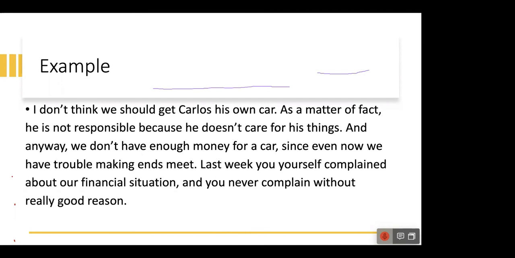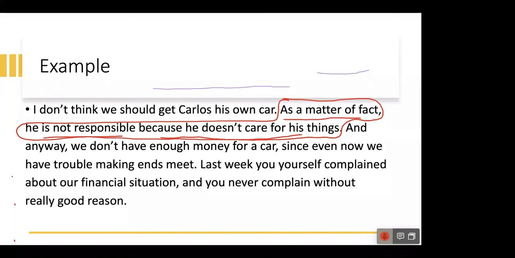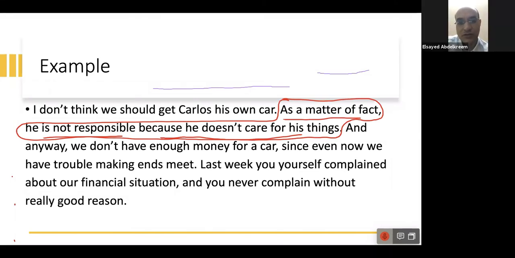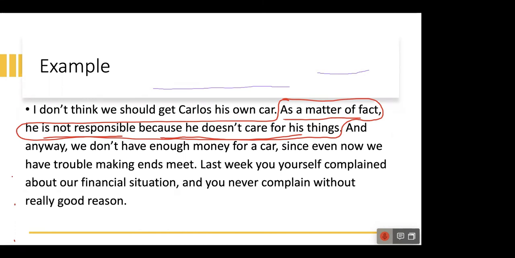Now, actually, one could say that this is a conclusion and this is a premise, right? And I would agree with that. Now, does this whole statement, however, serve as a premise for another statement? Yeah. Which one? We should not get him his own car. Yes, right. So this is further down the tracks. So this is a conclusion and it's supported by these two premises. Any other conclusions?